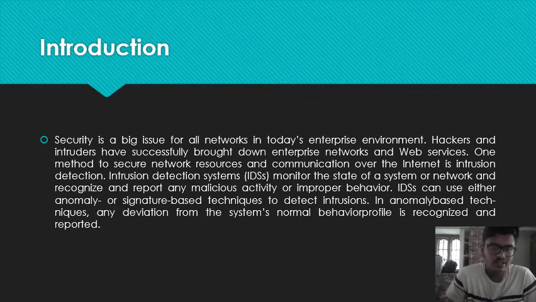Let us see the introduction. Security is a big issue for all networks in today's enterprise environment. Hackers and intruders have successfully brought down enterprise networks and web services. One method to secure network resources and communication over the network is intrusion detection. Intrusion detection systems, also known as IDS, monitor the state of a system or a network and recognize and report malicious activity or improper behavior.